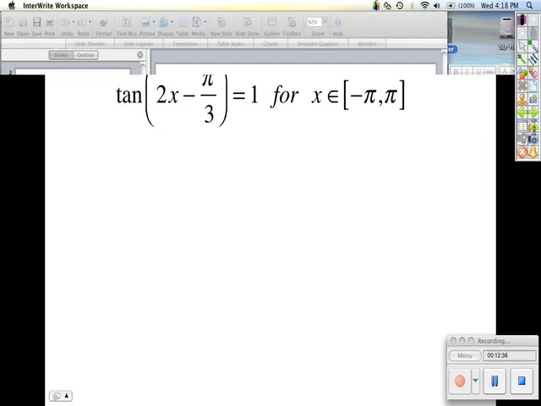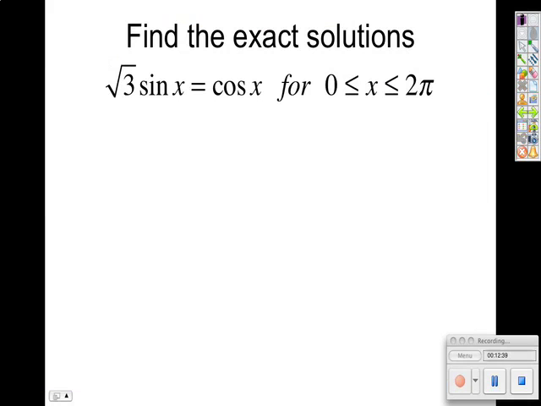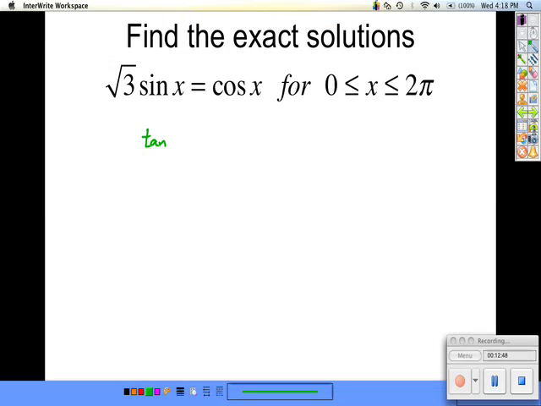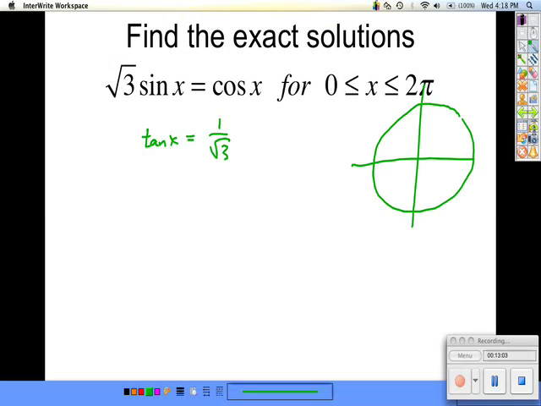We can rearrange this equation to give us a tangent. Tangent of x equals, and it's just a matter of dividing by cosine and then dividing by the square root of 3. Tangent of x equals 1 over the square root of 3. Since I want exact solutions, that means the answers are coming from the unit circle, and I know that the square root of 3's on the unit circle have to do with pi over 3 and pi over 6. And the question becomes, which one of these two angles is it?